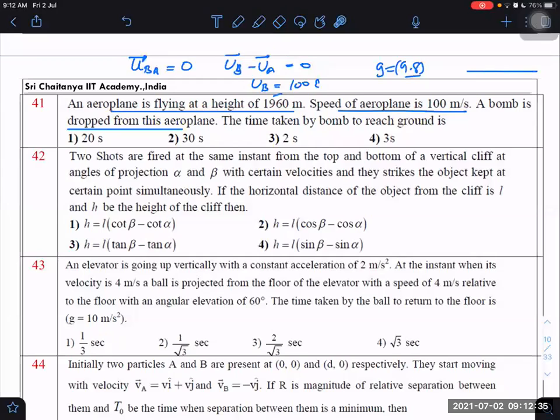Yes, sir. If it's moving in the upward direction also, then we have to take j cap also. And I'm sure we cannot get time if the initial velocity along j cap is not given. Therefore, I'm guessing it here. It means it is flying at a constant height. And if it is flying at a constant height, then its velocity should be horizontal. If its velocity is horizontal, then we should take just 100 meter per second in the horizontal direction.